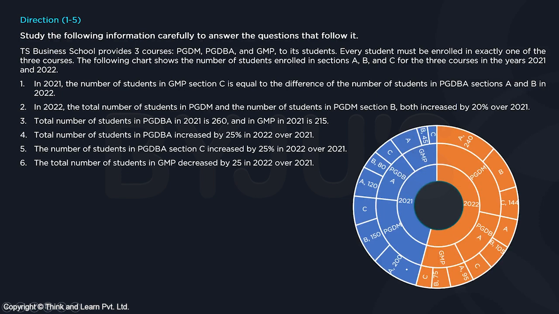So if you look at this, this is the sunburst graph, which is made up of concentric circles. Here the blue one is talking about the year 2021, while the orange one is talking about the year 2022. Within 2021, we are looking at the 3 courses, which is PGDBM, PGDBA and GMP. Similarly, within the orange one, we have PGDBM, PGDBA and GMP. Within PGDBM, we have got 3 sections, and for PGDBA 3 sections, and for GMP also 3 sections. Same is true for the year 2022.